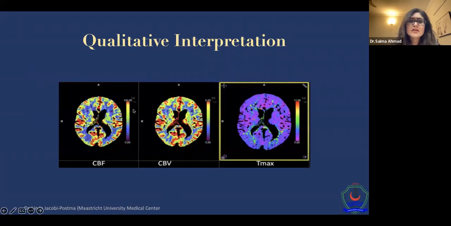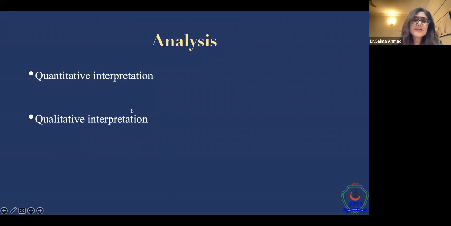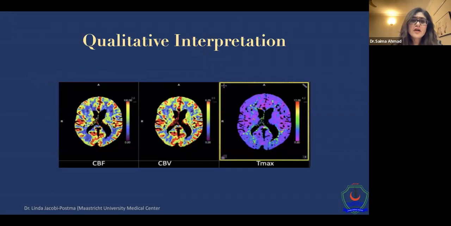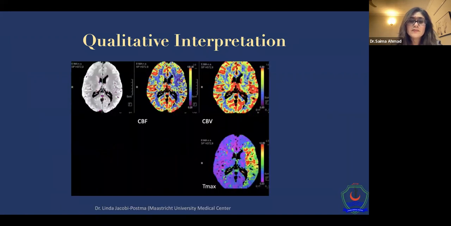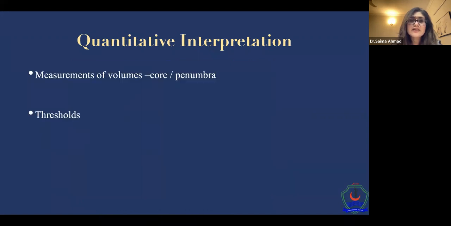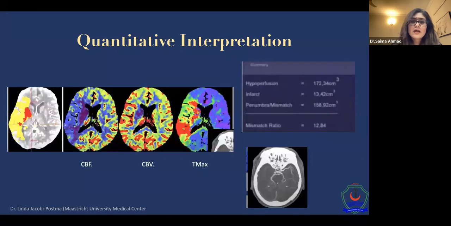Now, a few words about the analysis. We have quantitative interpretation and qualitative interpretation. Qualitative interpretation I have already talked about. It's about the CBF, CBV, and Tmax. And then the quantitative interpretation is the measurement of the volumes, the core and the penumbra. Software can calculate this for you, and our outcome depends upon the quantitative interpretation of the CTP because it tells you about the volumes of the core and penumbra, and of course about the thresholds.